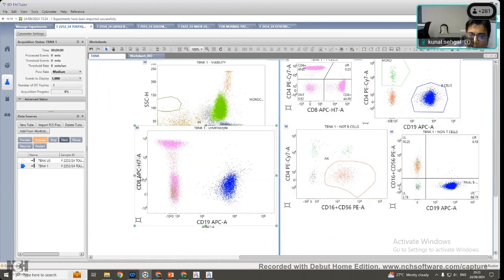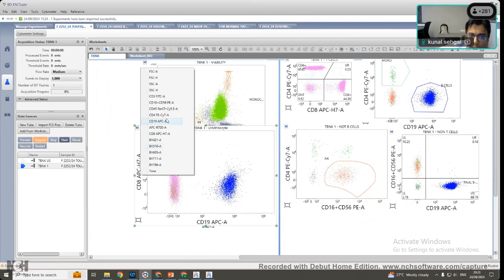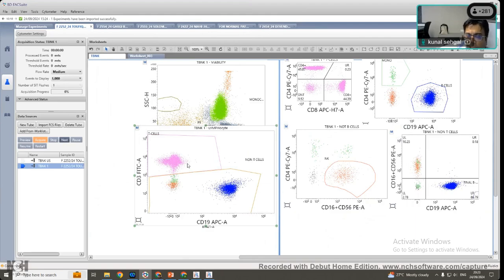So there are ways to do correction of compensation. We will not head there for today's talk. But the idea was to show that these spreads happen. You should carefully interpret. So it's a very valid point, Avinash.